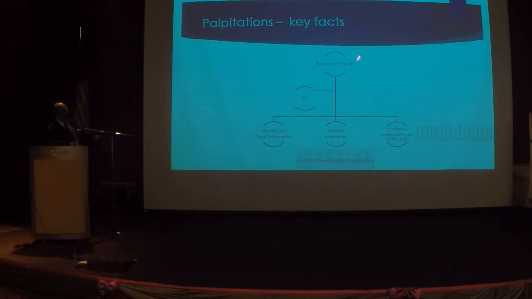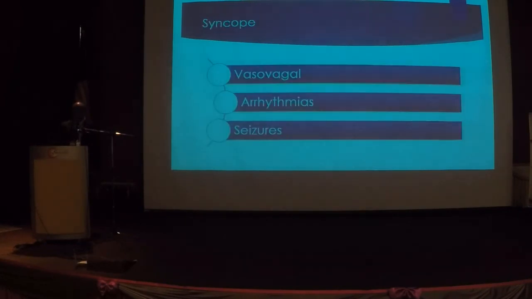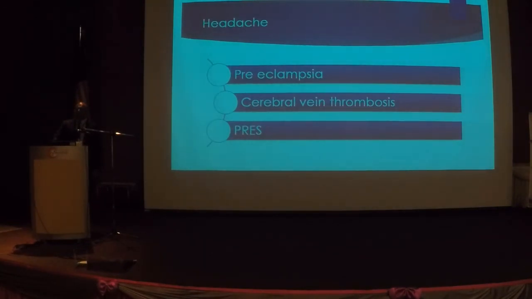So how to approach? If the heart rate is regular, it is not AF. If it's irregular, it's AF. If the heart rate is regular, then you have sinus tachycardia, atrial flutter, or supraventricular tachycardia. All you need to do is do an ECG and then call in the physician. If the mother has syncope, think of vasovagal, think of arrhythmias, think of seizures, especially absence seizures. And finally, if the mother presents with headache, think of preeclampsia, but never forget a fundoscopy.